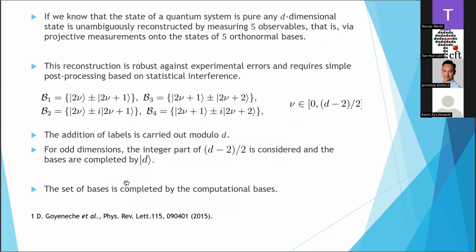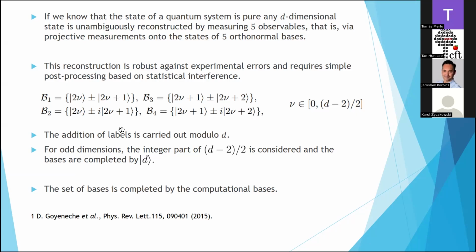On the other hand, for any d-dimensional quantum pure state, we can unambiguously reconstruct it by using only 5 observables. That is, with some projective measurements on 5 orthonormal bases. This method was proposed by Professor Goyeneche et al. in 2015. It is robust against experimental errors and requires some simple post-processing based on statistical inference. They propose these 4 bases, in which each basis element relates 2 elements of the computational basis.